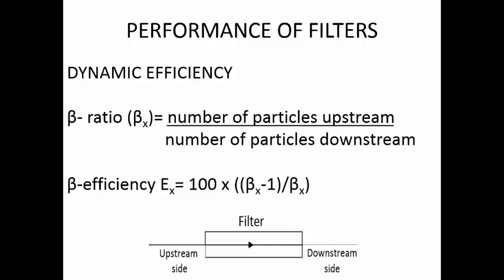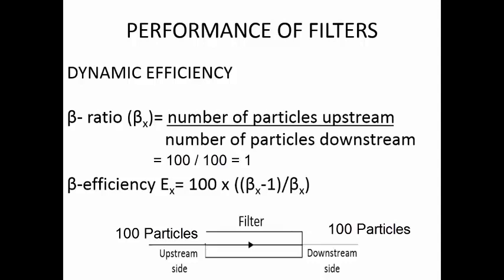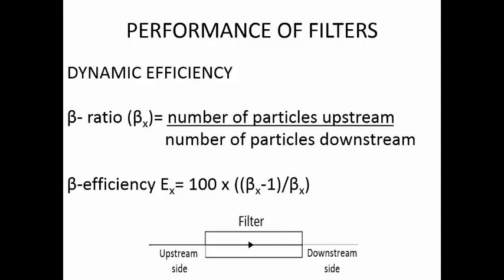The minimum value of the beta ratio is when the number of particles on the upstream is equal to the number of particles on the downstream. So, if 100 particles are entering the filter and 100 particles are leaving the filter, then the beta ratio will be equal to 1. It should not happen that 100 particles are entering the filter and 105 particles are leaving the filter. Then the filter is contaminating the hydraulic fluid. So it is completely a disaster for the system. So always on the upstream side, you have more contaminant particles, and on the downstream side, you have fewer contaminant particles. So the minimum value of the beta ratio will be 1 and it can continuously increase.